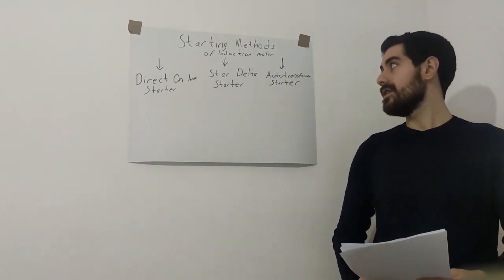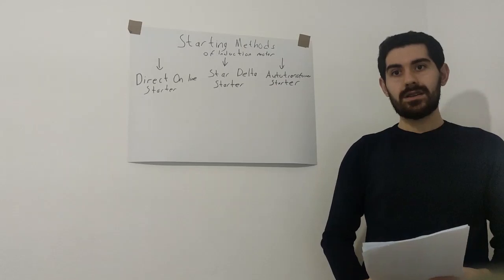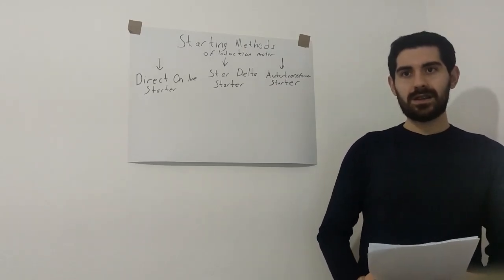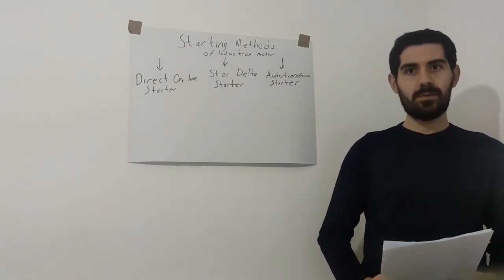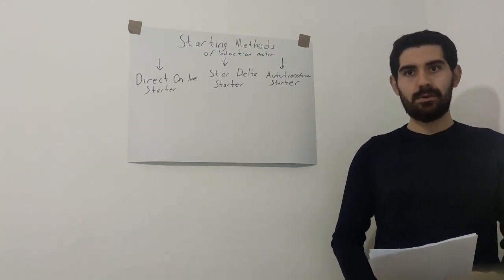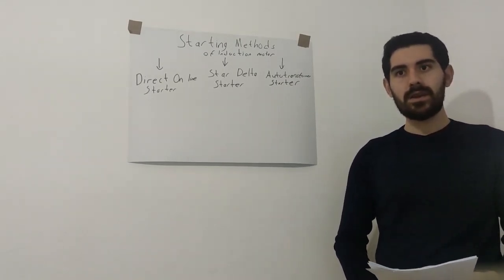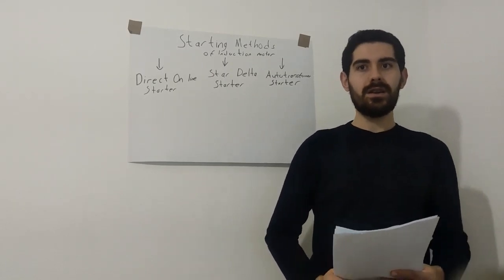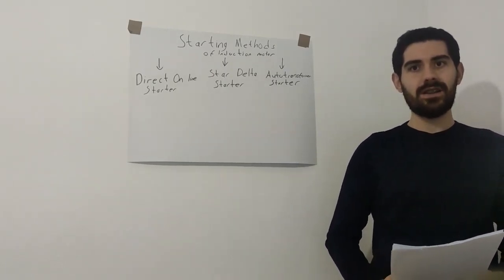Then, the second one is star delta starter. The star delta starter method of starting a three-phase induction motor is very common and widely used among all the other methods. In this method, the motor runs with delta connected stator windings.